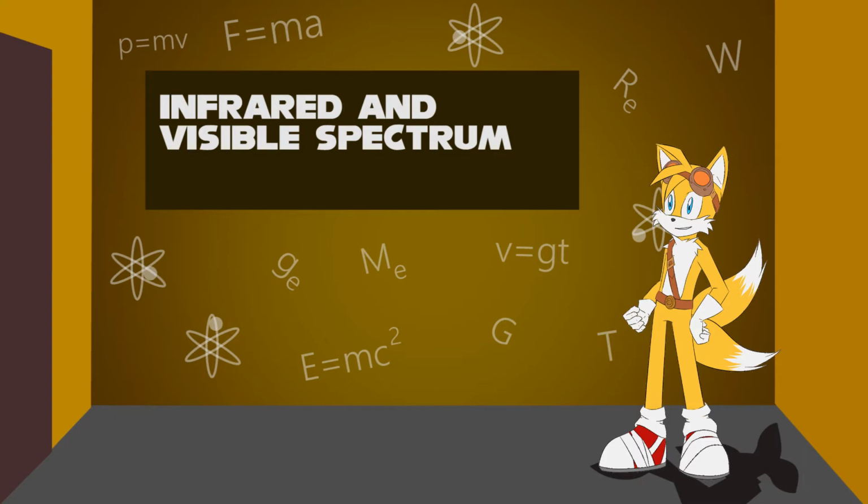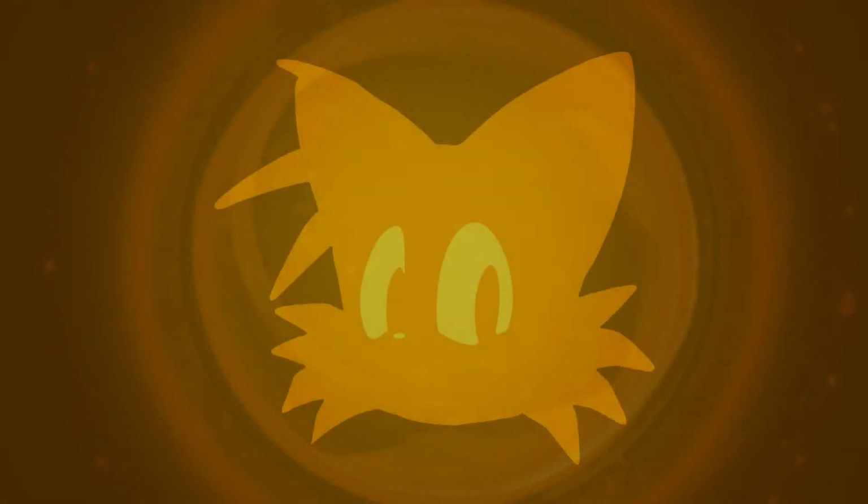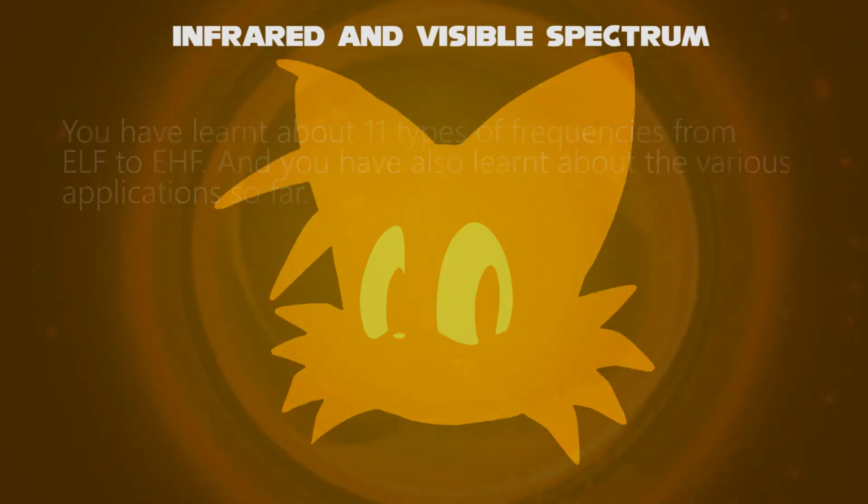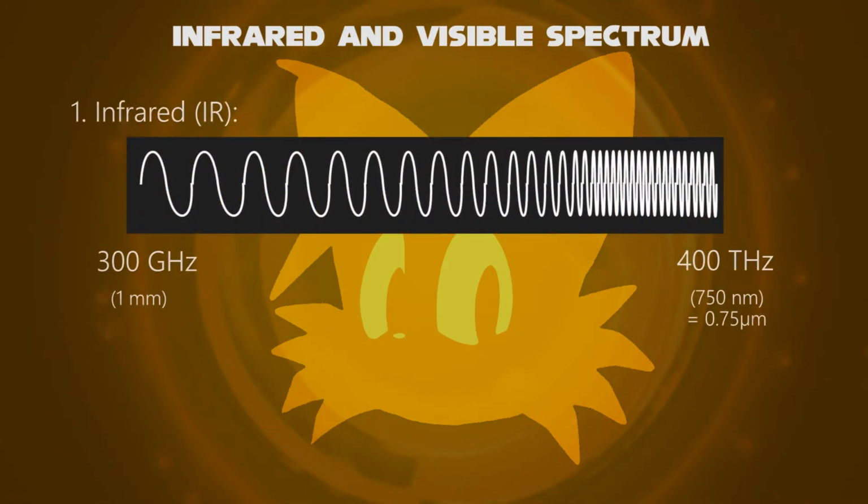We will learn about infrared and visible spectrum. As before, we have discussed many applications and its 11 types of frequency from extremely low to extremely high frequency. Now we begin with infrared spectrum. Its frequency ranges from 300 GHz to 400 THz. Its wavelength ranges from 1 mm to 750 nanometers, that is 0.75 micrometers.